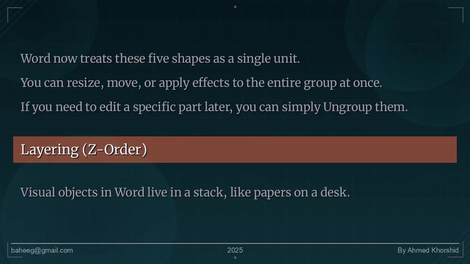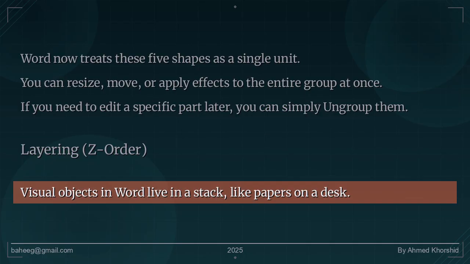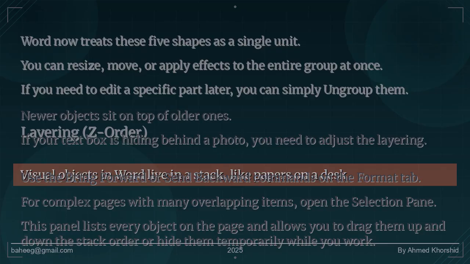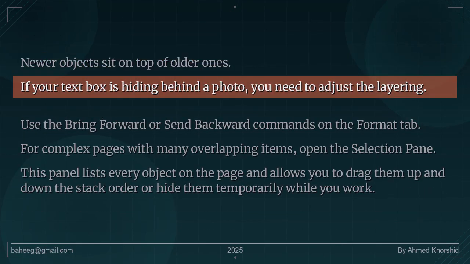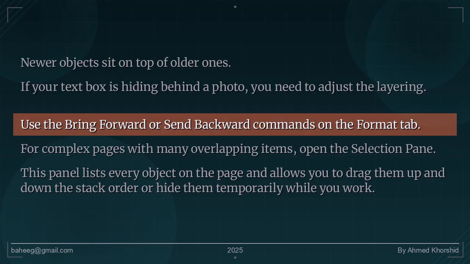Layering, Z-order. Visual objects in Word live in a stack, like papers on a desk. Newer objects sit on top of older ones. If your text box is hiding behind a photo, you need to adjust the layering. Use the Bring Forward or Send Backward commands on the Format tab.